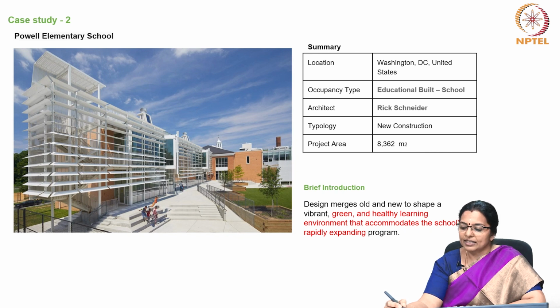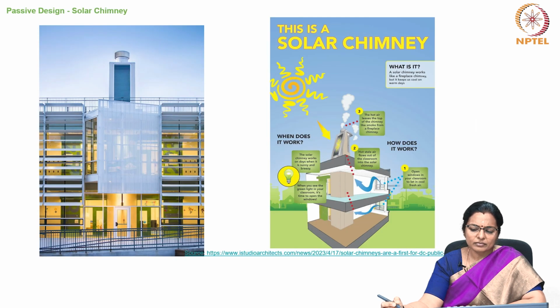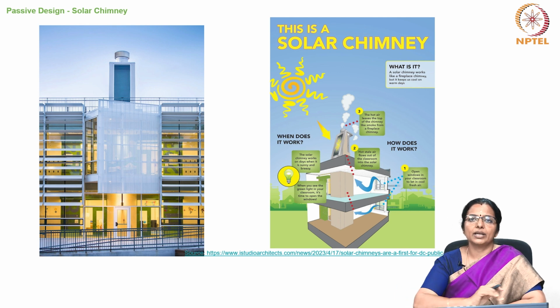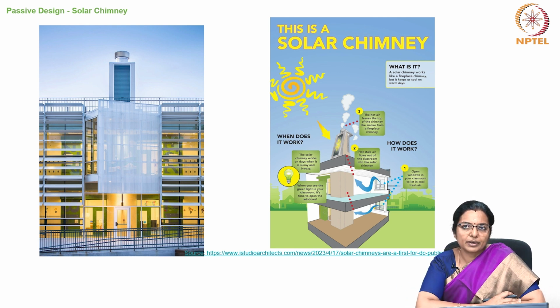The second case study which we will see is the Powell Elementary School. It's an educational institution and it has a solar chimney. This is the first solar chimney in a DC public school system, and this is found at Powell Elementary School. So, these were created to mimic and enhance a system that was comparable to one of the old 1929 building, which was an inspiration for the solar chimney to be placed in this building.